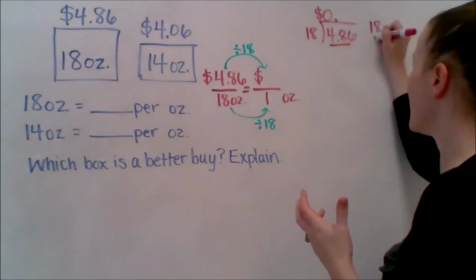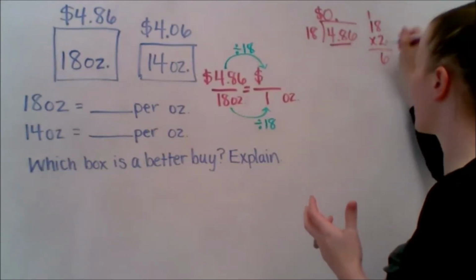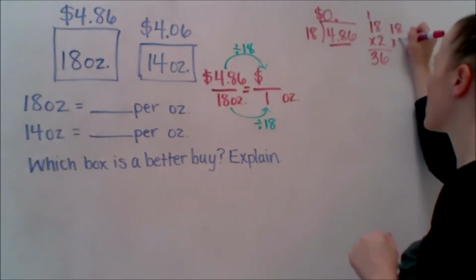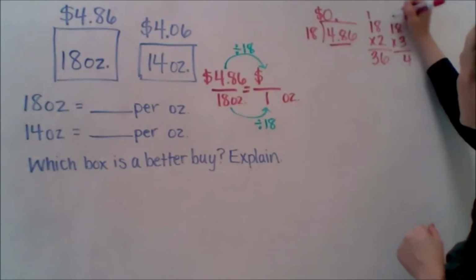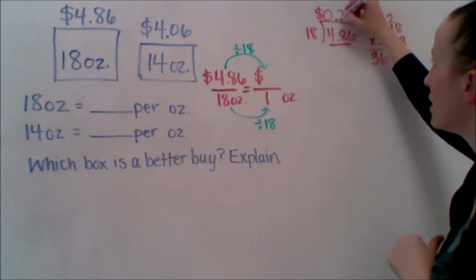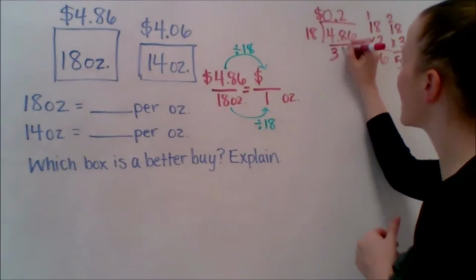Let's try it. 18 times 2. Let's see how close we get. That's 16, 2 times 1. That's 36. Let's see if 3 works. 18 times 3. Let's see if we get closer or if we go over. 8 times 3 is 24. Oh, that's 54. So 3 went over. 2 times was the closest I could get. 18 times 2 is 36.